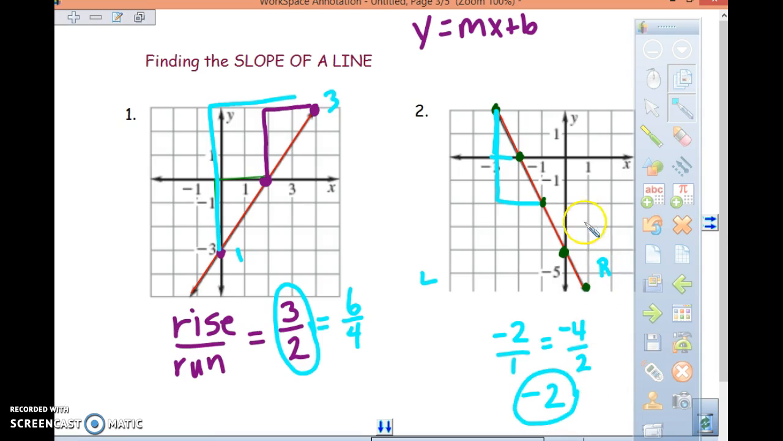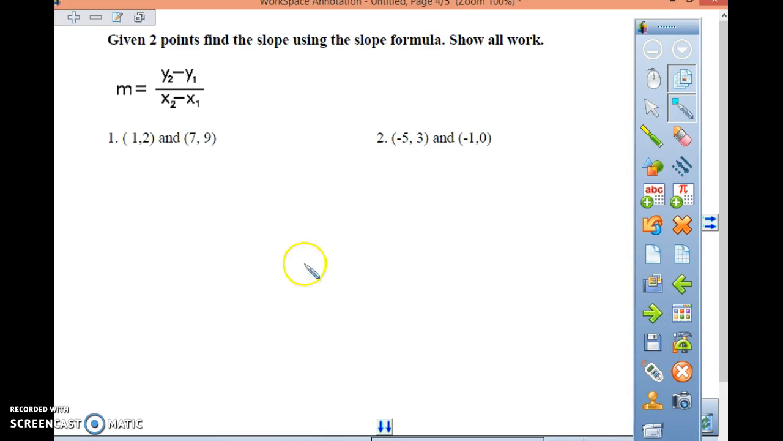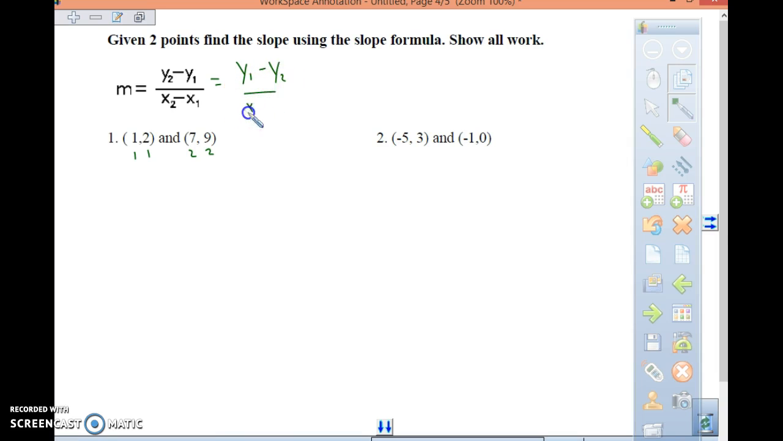So sometimes you'll have a picture where you need to calculate slopes, and sometimes you'll just have a list of ordered pairs. So then we need the slope formula. So again, thinking of our points as the first point and the second point, so this would be the first x, the first y, the second x, and the second y. This formula could also be y1 minus y2 over x1 minus x2.